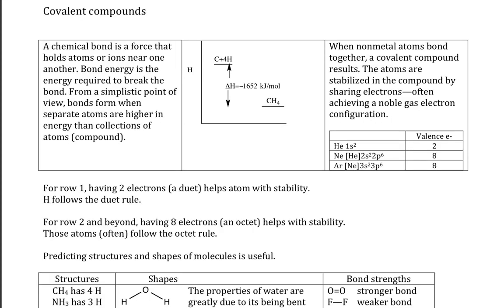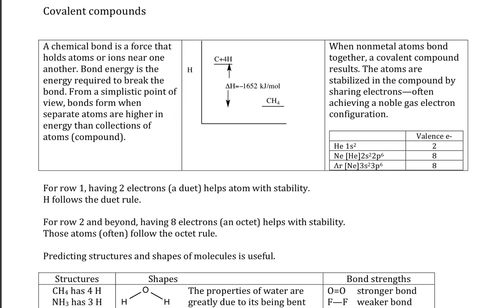Now we will talk about covalent compounds, and there's actually a lot to talk about with those. So in general, a chemical bond is a force that holds atoms or ions near one another. Atoms in covalent compounds, ions in ionic compounds. Bond energy is the energy required to break the bond, whatever that type of bond is, ionic, covalent. Okay, as we talked about earlier, from a simplistic point of view, bonds form when separate atoms are higher in energy than collections of atoms.